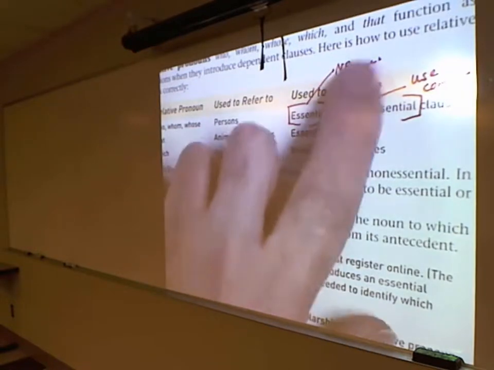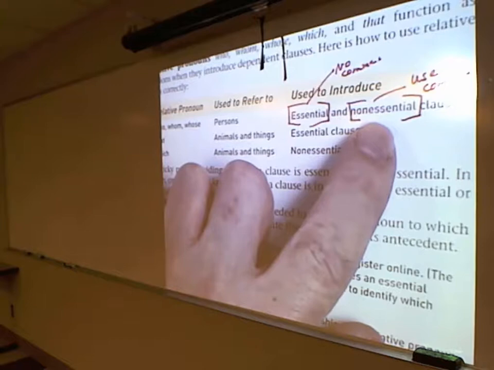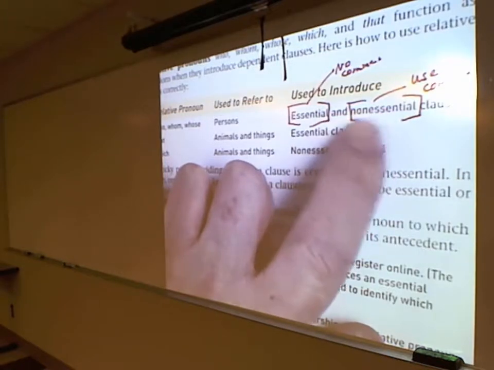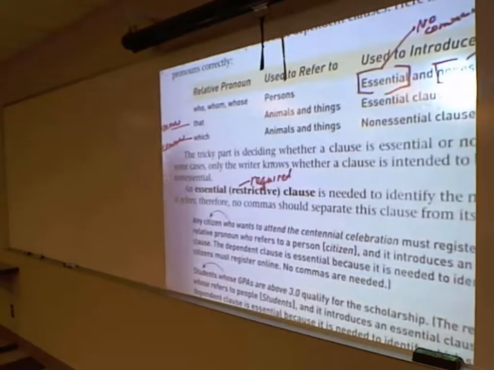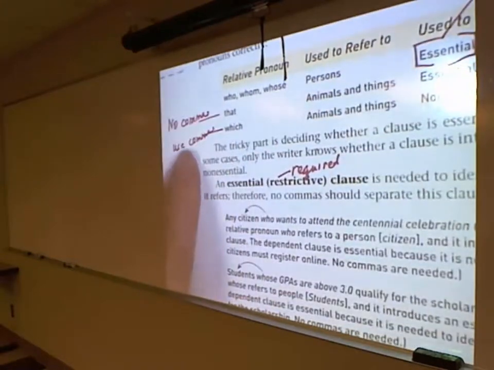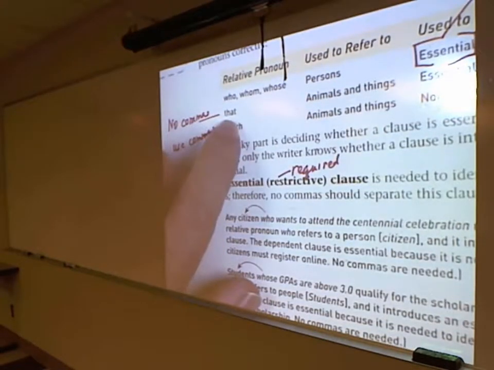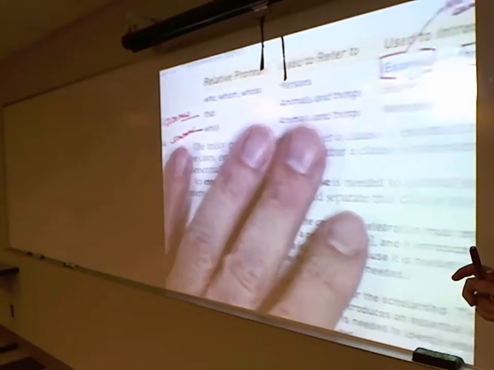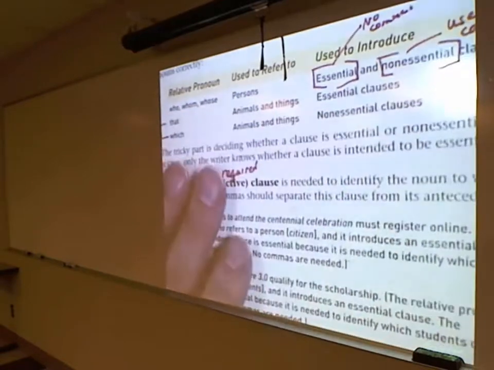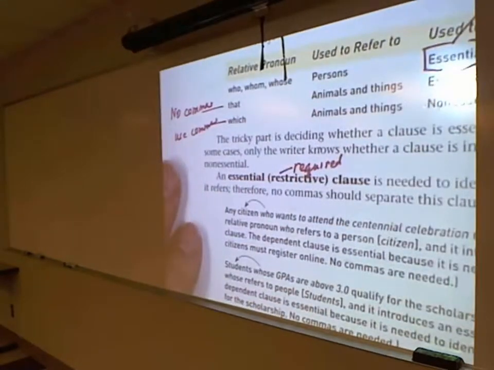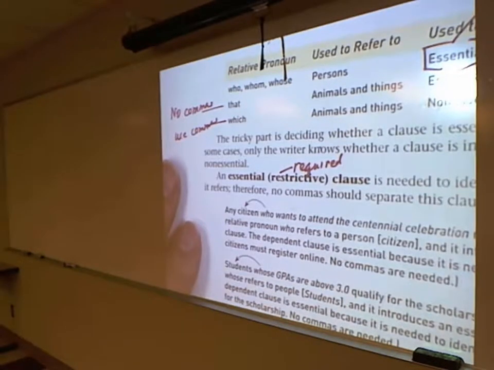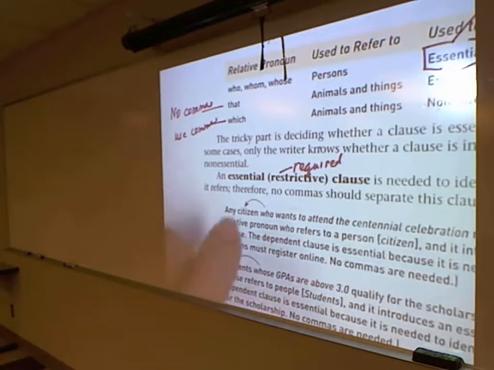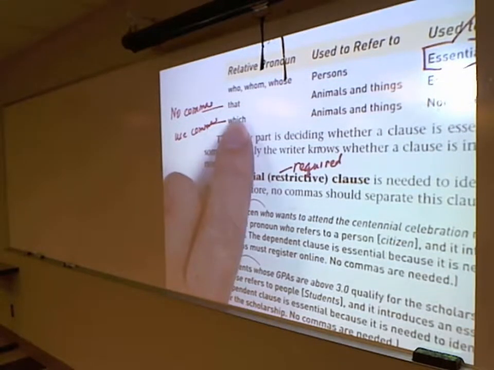Now the word that, don't use commas. I put the words no commas out to the side whenever you have a that clause, and they refer to animals and things, so no comma is necessary. In fact, they tell you over here essential clause, meaning that it's required, so no comma is required for essential clauses. The word which, always put a comma before it when a noun and verb follows because it's usually non-essential, and it also refers to animals and things.